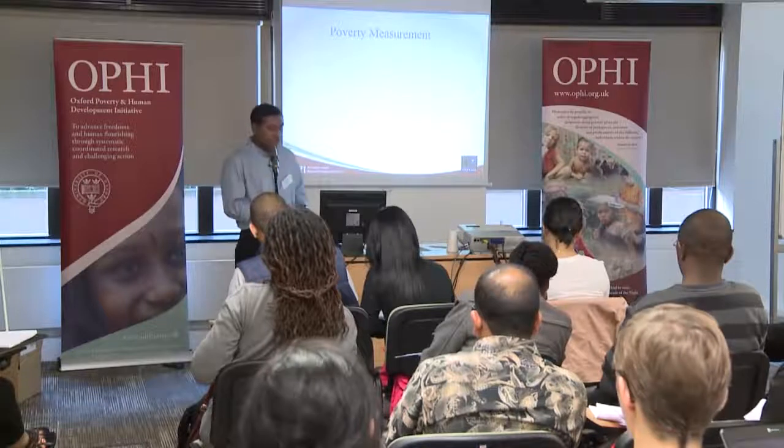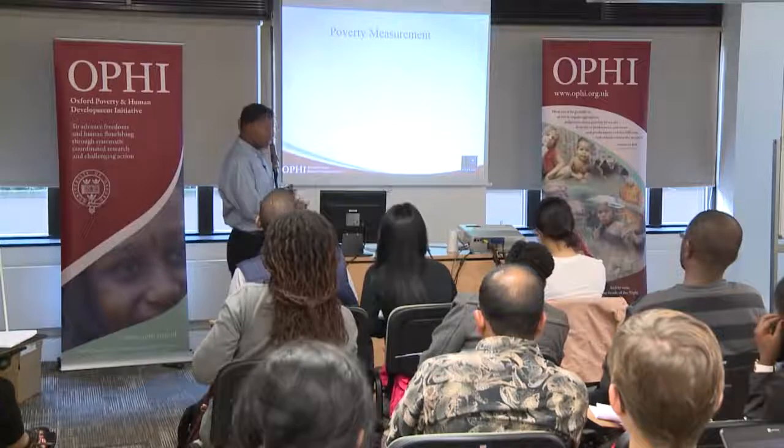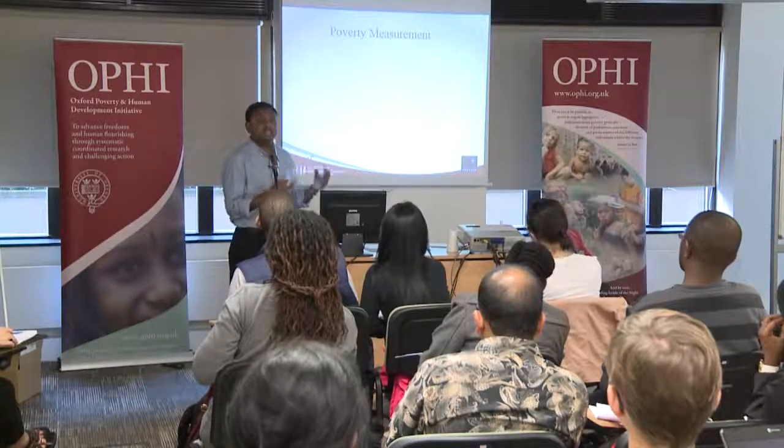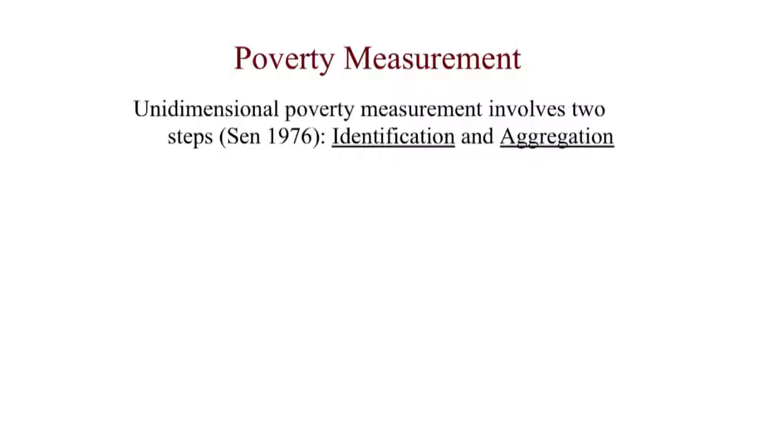So now we come to the discussion of poverty measurement. We measure poverty, given that we have the achievements, or we have selected the variables, we have the information of all individuals. Now next what? Unidimensional poverty measurement involves 2 steps. The first step is called identification, where we are going to identify who is poor and who is not. And the second step involves aggregation, how we summarize all this information that gives us the idea of the level of poverty of the society.